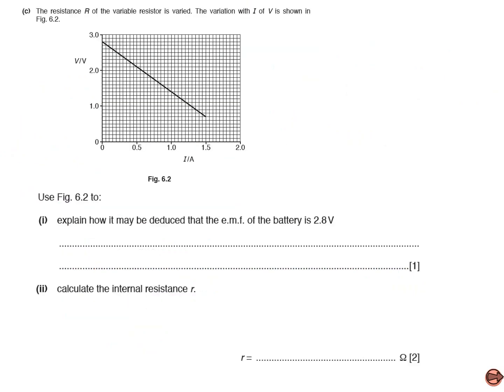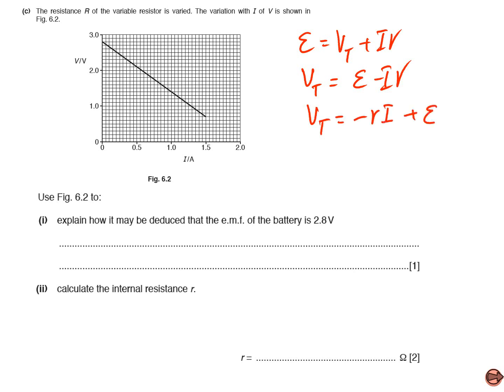For part C, we need to understand the relationship between EMF and internal resistance. We have discussed that E is equal to terminal potential difference plus I times r. If we rearrange this, Vt is equal to E minus Ir. We can also rearrange it in a better way: Vt equals minus r times I plus E.